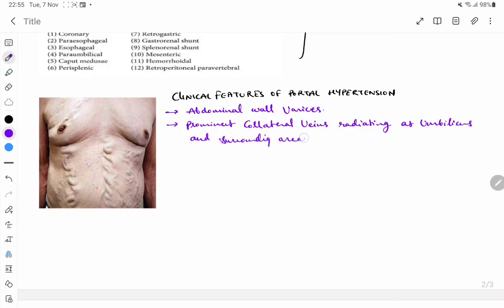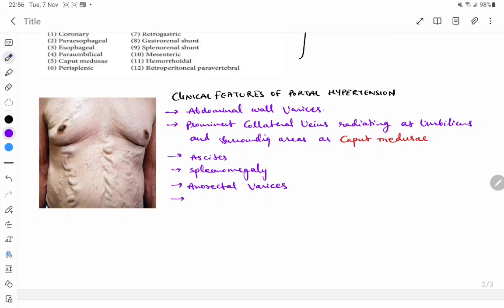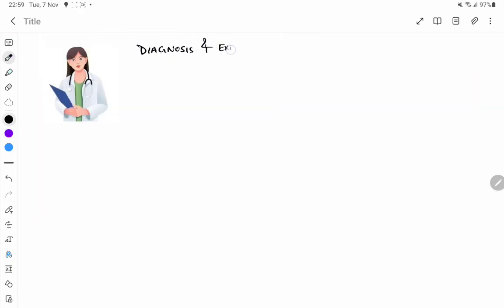Now, understand the clinical features of portal hypertension. There will be abdominal wall varices, as you can see here in the images, and prominent collateral veins radiating from the umbilicus and surrounding areas, known as caput medusae.